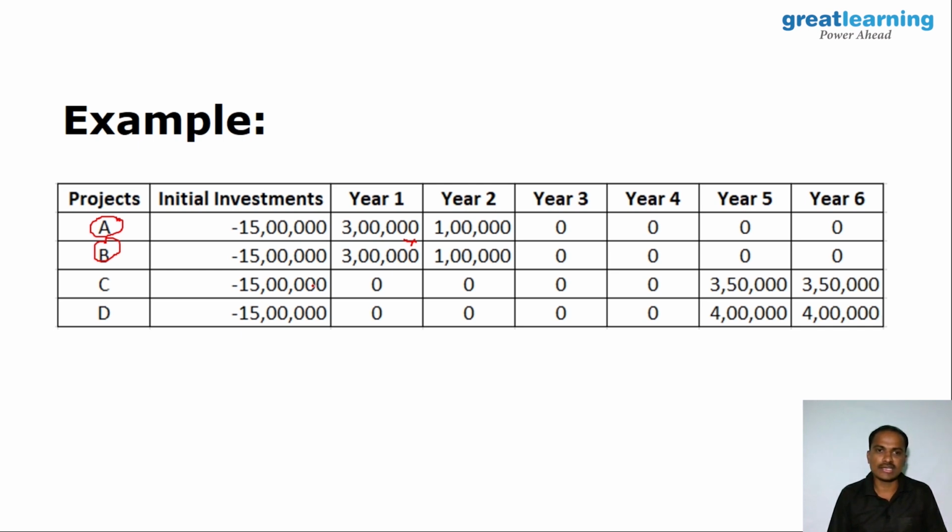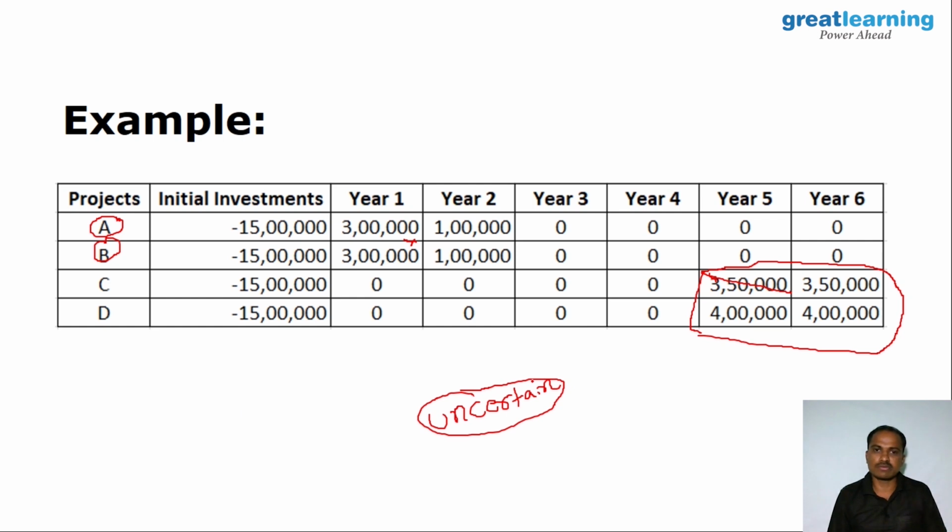But if you see project C and D, they're waiting until the 5th year to recover the initial investment, which is dangerous for the business. Every business should recover the investments as early as possible, because business is always uncertain. Uncertainty is another meaning for business. So in an uncertain business world, recovering the initial investment is important, because protection against risk is more important than making profit or anticipating abnormal profits in the long run. So project A and B are preferred against project C and D, because they are recovering at the initial stage itself.